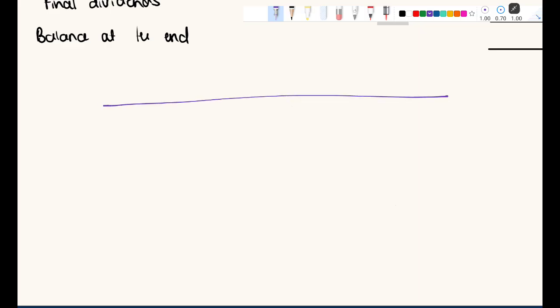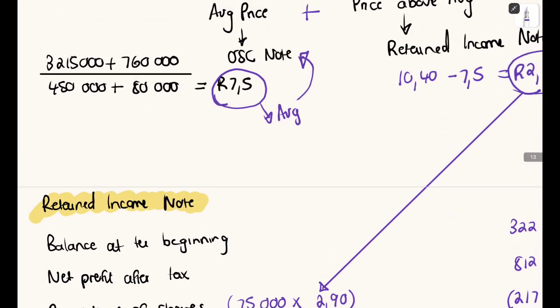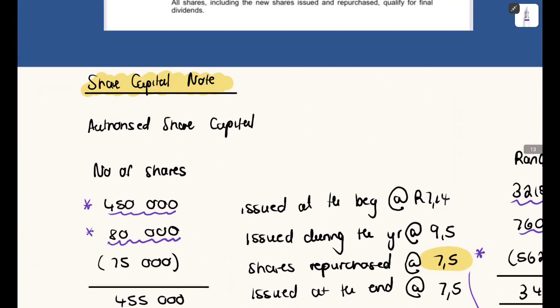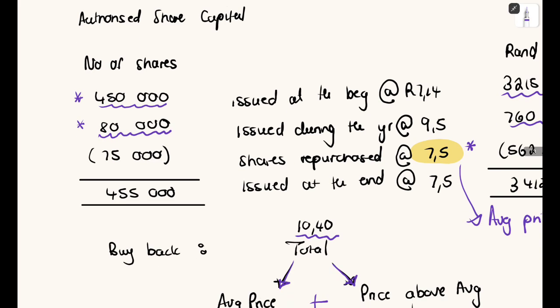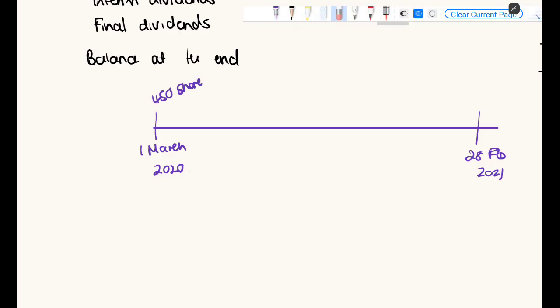So I'm still going to write down my financial year, and then fill in all my information. So 28 Feb 2021, the 1st of March 2020, right? So now let's go and see. Remember, at the beginning of the year, I had 450,000 shares that were issued. So let me just write it properly: 450,000 shares at the beginning of the year.